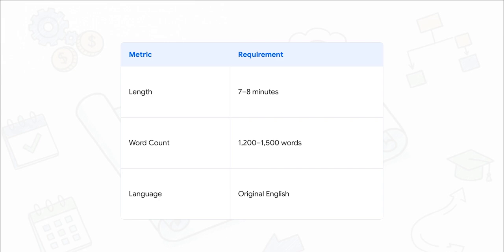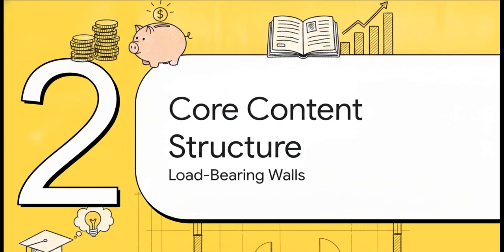If you crunch the numbers, that averages out to around 150 to 190 words per minute. That is a brisk, energetic, totally conversational pace. It prevents our educator from droning on like some boring college lecture, forcing them to be concise, punchy, and original. It's basically the mathematical sweet spot for human attention. Moving right along to Section 2, structuring the core content, the load-bearing walls.